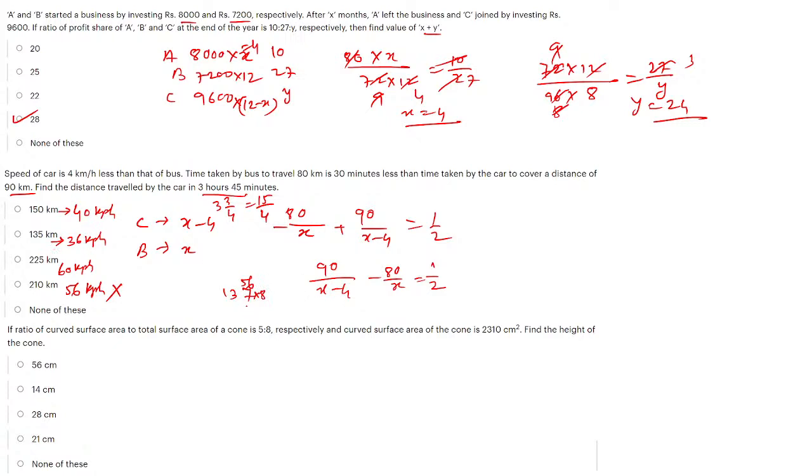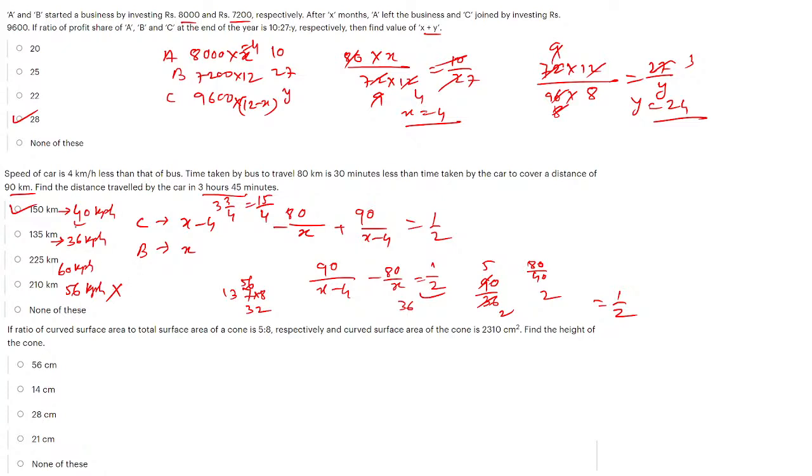Now 36, 32, 32, and here is 36, not giving any integer multiple. So some way we have to remove this, because another option is given which is very comfortable. See, 80 by 40, this is 2. So 90 by 36, which gives us 18, 2, this is 5. So 5 by 2 minus 2, which gives half, right? So satisfies the condition. So the total traveling distance in 3 hours 45 minutes by car is 150 kilometers, right?